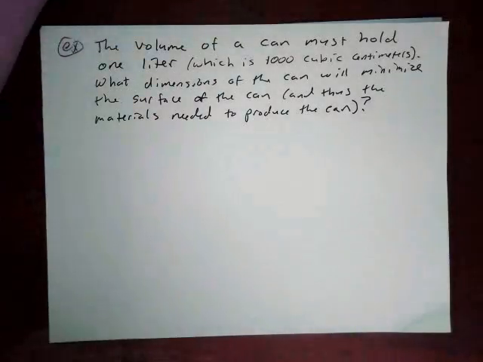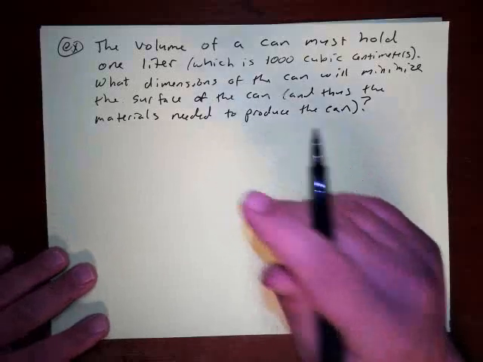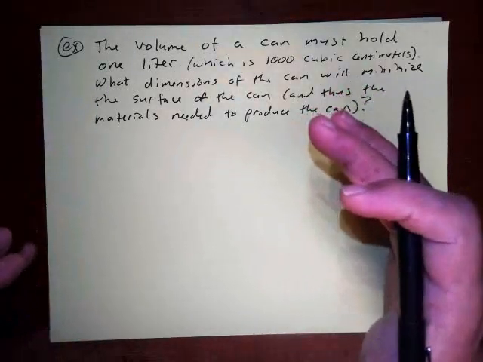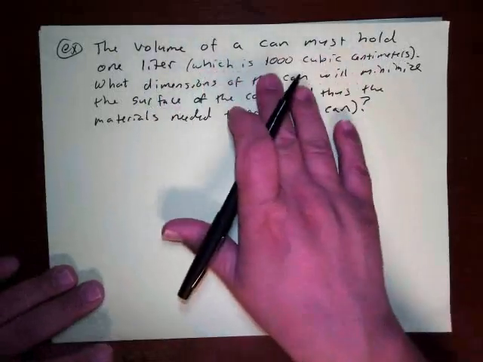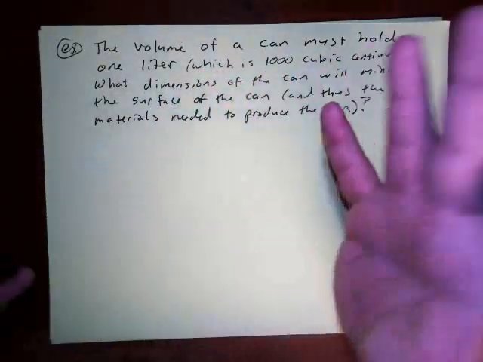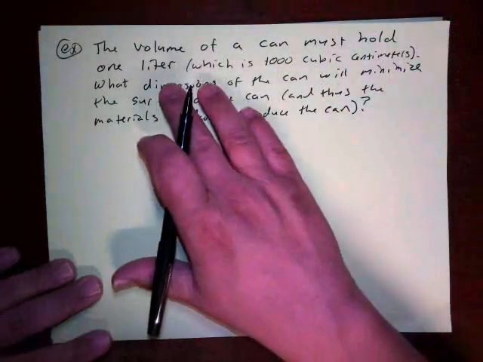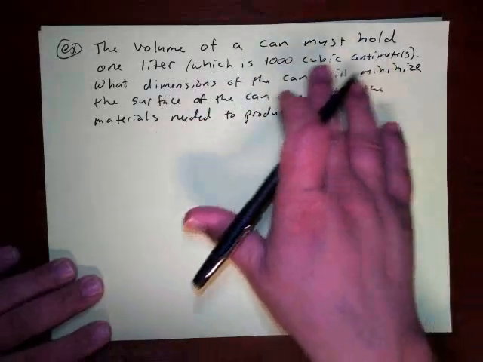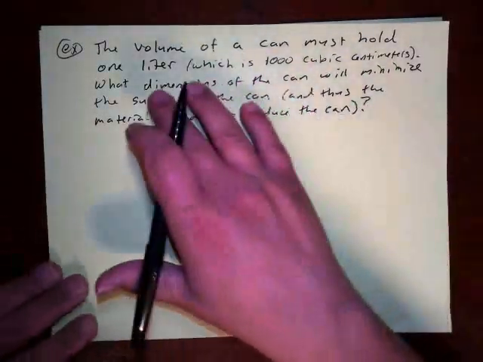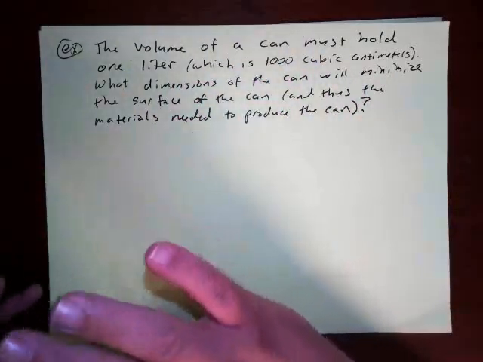In this problem, we want to minimize the surface area of a cylinder can, kind of like maybe a soup can. And the point here is that the can must hold 1 liter of soup or whatever is going to be in the can, and 1 liter is actually 1,000 cubic centimeters. So we want the can to be able to hold 1 liter, but we want the dimensions of the can that minimize the surface area.